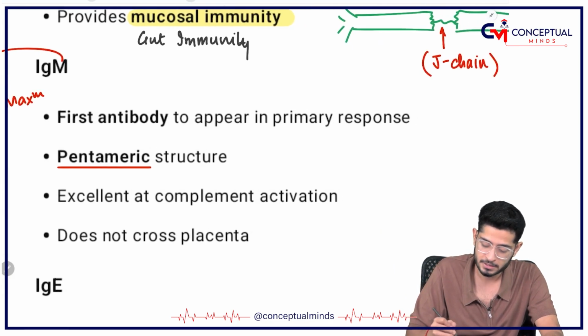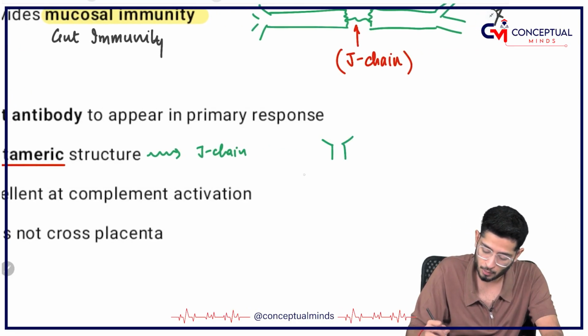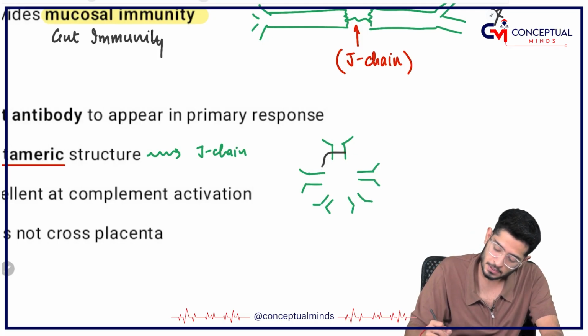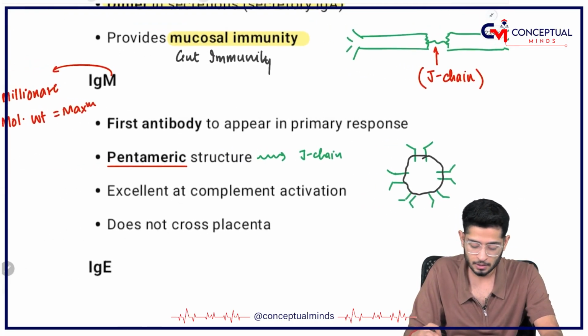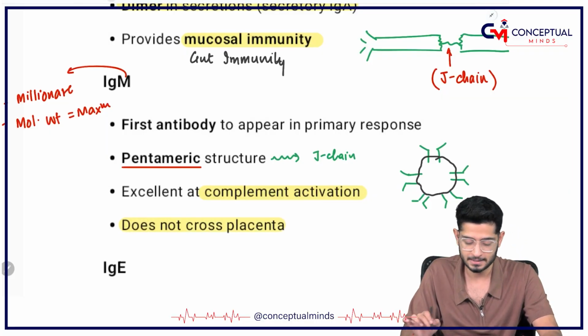Because it's a pentamer, it is going to be connected by the J chain. So if I just try to show you how it is, this is how it is, and it is connected by a chain which is called the J chain. All right. So these are also responsible for complement activation, and it also does not cross the placenta.